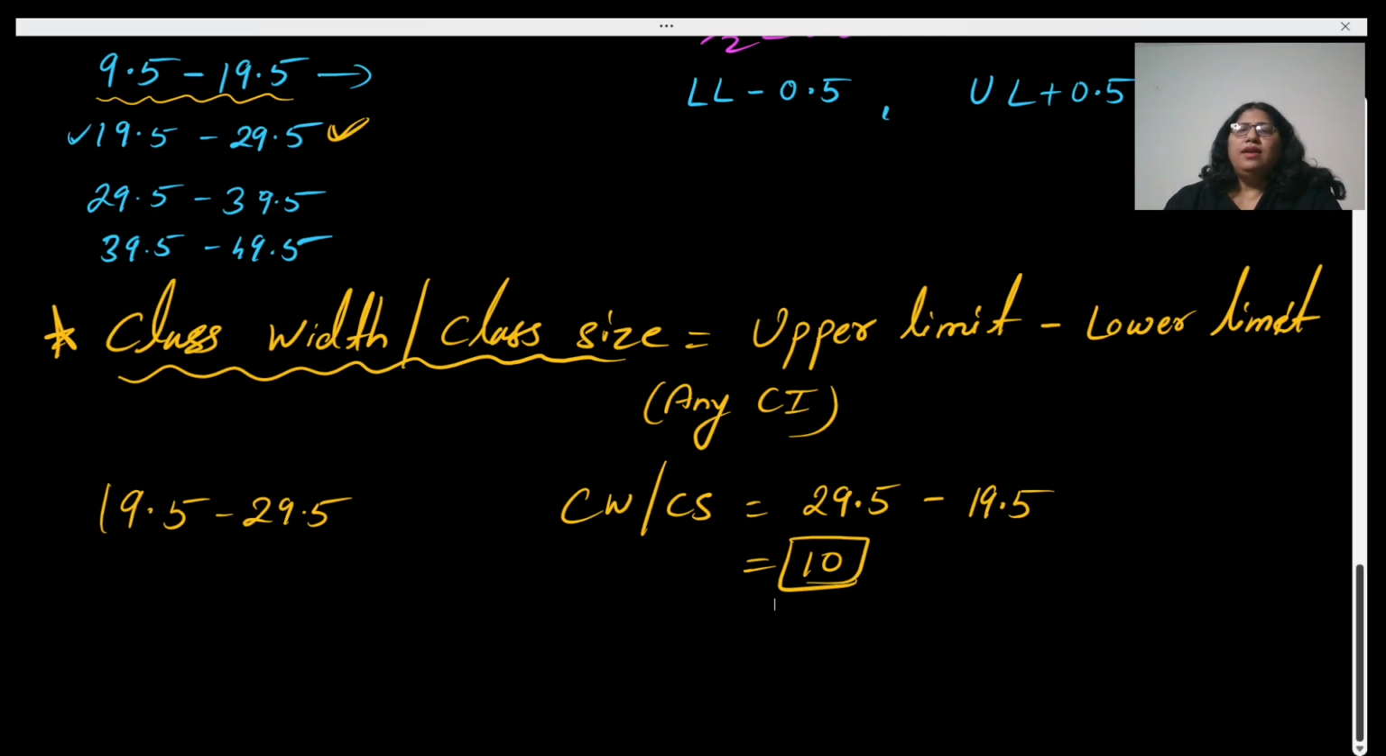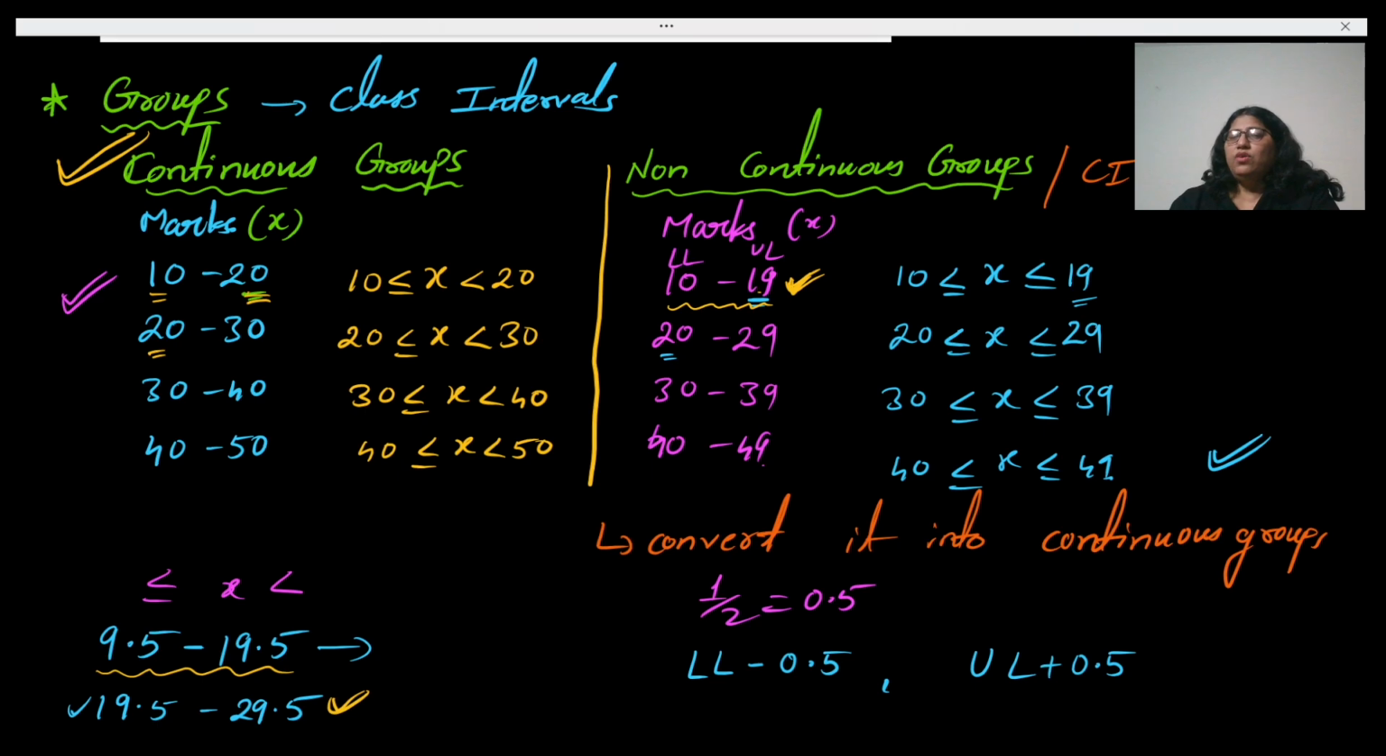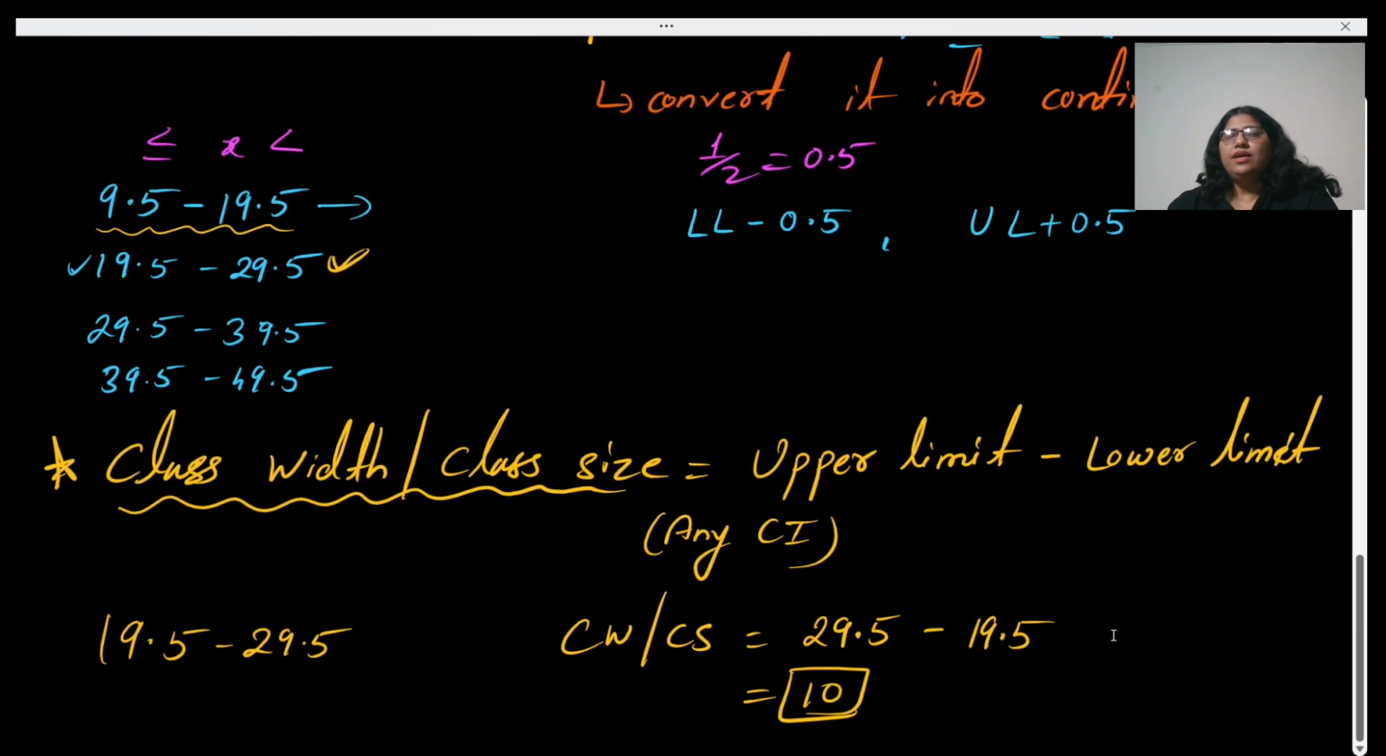So you can see your class width is 10, right? But if you did not convert it into a continuous interval, what is your class width? You can see 19 minus 10, which is 9. So this is going to give you the wrong value. Whenever you take class width or class size, we always consider the continuous class interval. If it is not in continuous form, you need to convert it into continuous form.